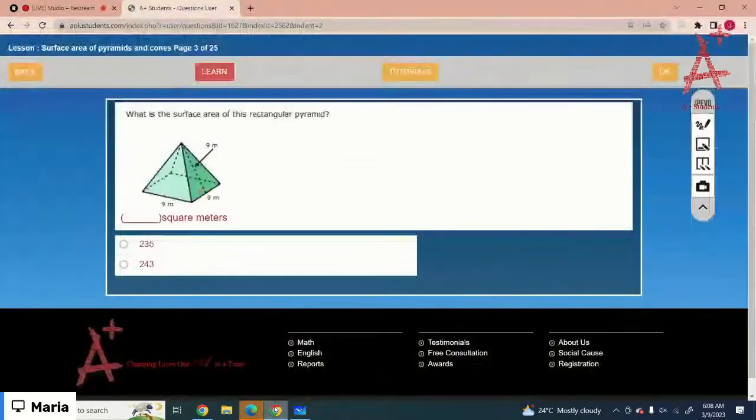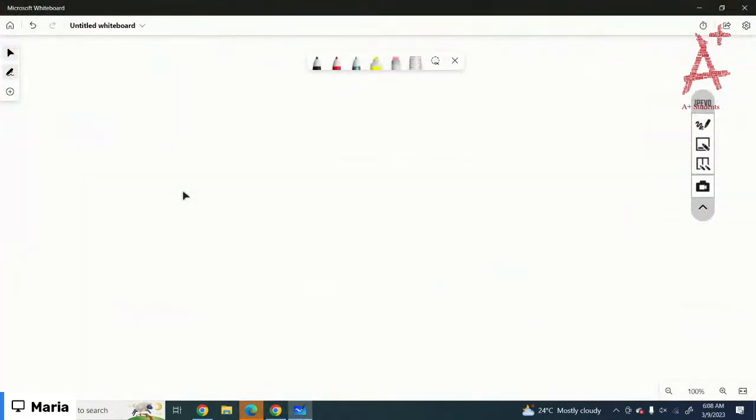So the height of the triangle is 9 and the base is 9. So let me calculate the area of the triangular shapes. Got it? So it is half times base times height. The area of the triangular face is half times base times height.